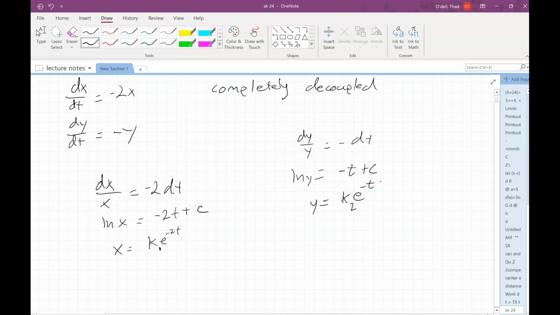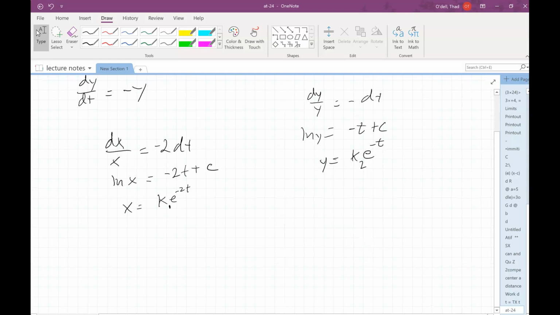So that would be my two solutions, which means the solution to the system of equations would be k sub 1 e to the negative 2t and k sub 2 e to the negative t. So that would be the general solution of that system of differential equations.